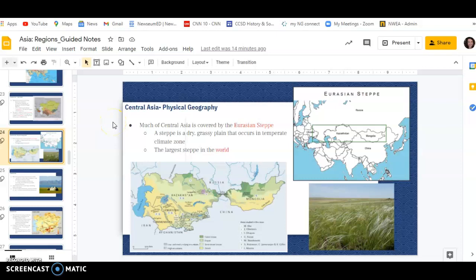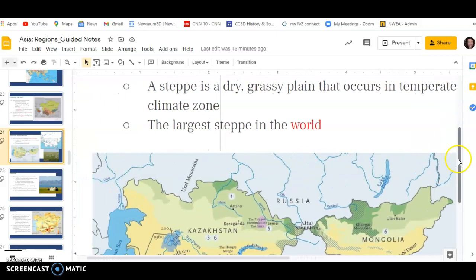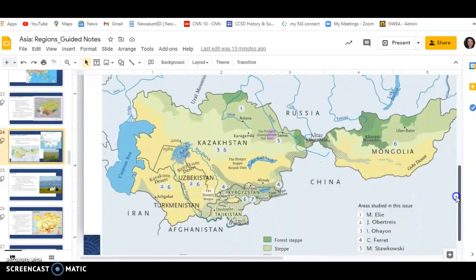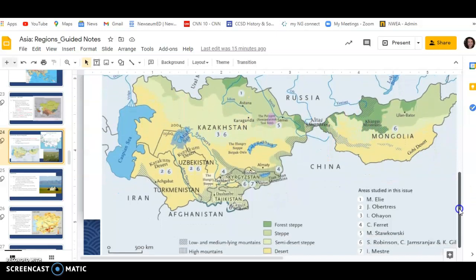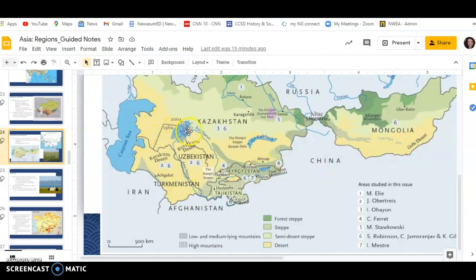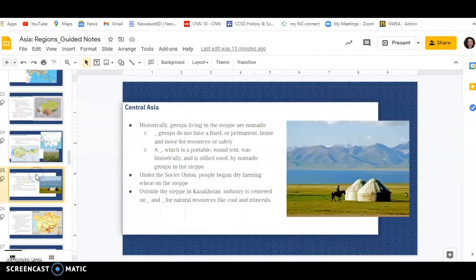I just want to say one more thing about slide 24, about the physical geography of Central Asia before we move on. Again, if you scroll in here on this map at the bottom, we see not only the steppe here, but the other climate zones in Central Asia, which include a desert in particular, and then some mountains here at the bottom. But we see that most of Kazakhstan is dominated by the steppe. So, moving on then.